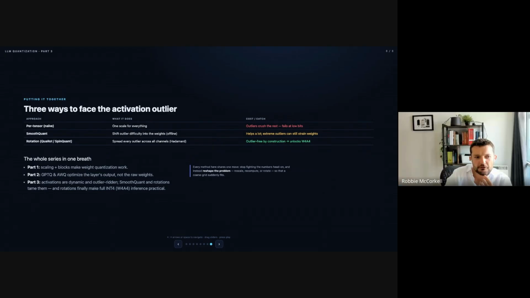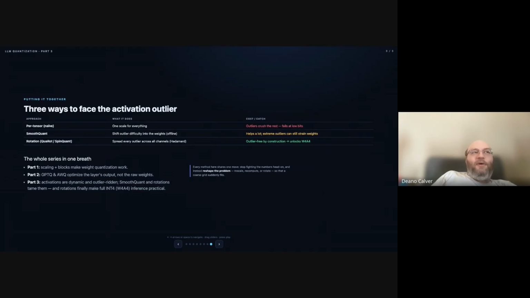I suppose of those three, intuitively it feels like rotation is the most error-free, or the most preserving. So the weird one is SmoothQuant, which just works, right? You just apply it. The first one, per tensor, just doesn't work, and rotation is where you get the gains.